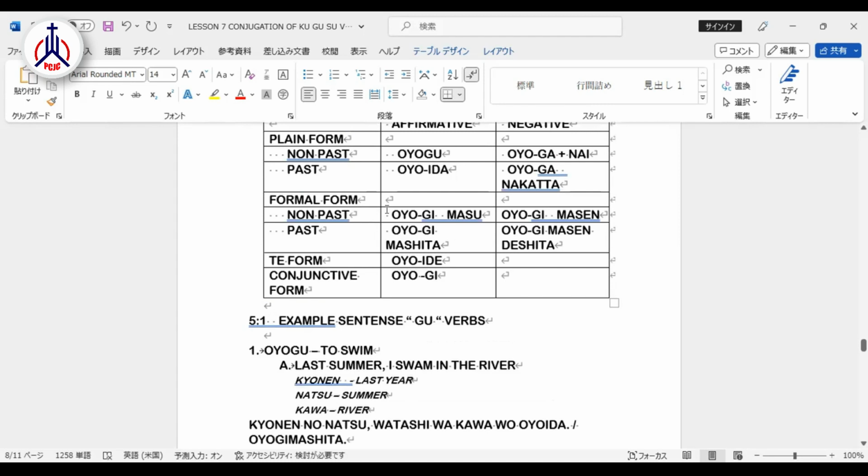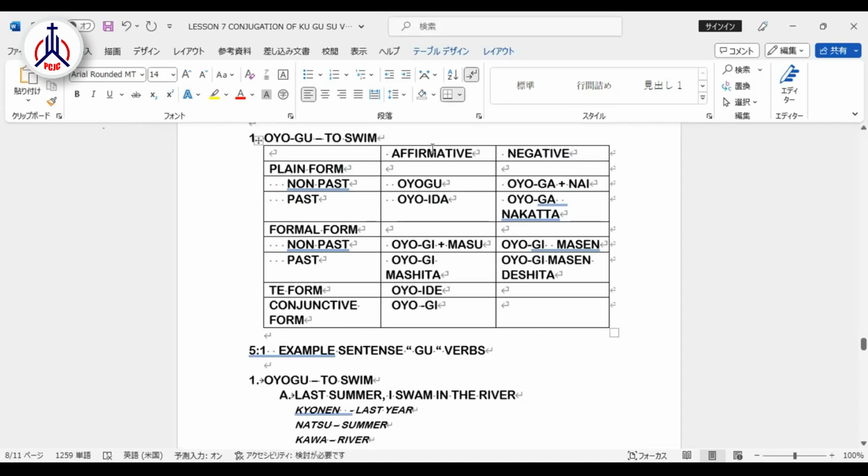For the formal, the I series, affirmative, change the gu to gi, and then add the masu. Oyogimasu. And then negative form, oyogimasen. In the past formal, oyogimashita. In the negative, oyogimasen deshita.